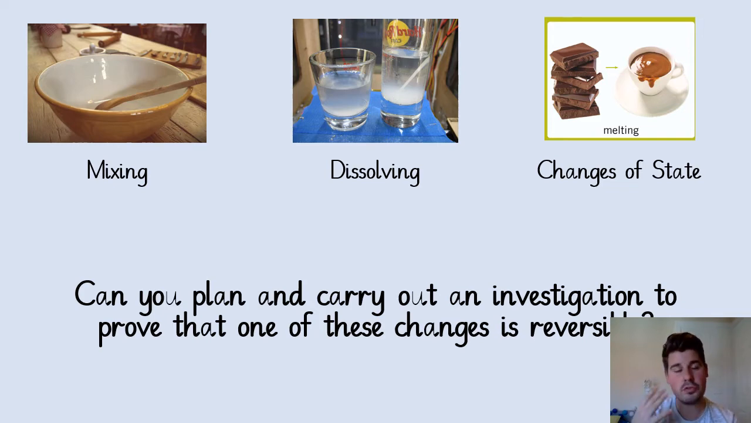And if you're struggling, you can come along with my example. After you watch my example, you might be able to create one for your own type of change, either mixing, dissolving, or changes of state. The one I'm going to do an example with is changes of state. So I'm going to pick changes of state and design an experiment that proves that a change of state, for example melting, is a reversible change.